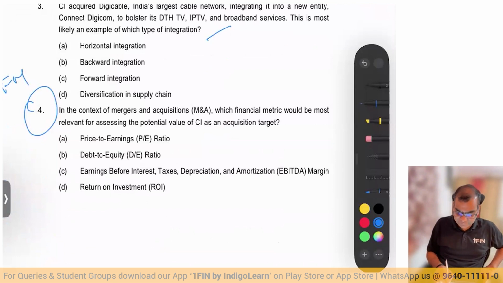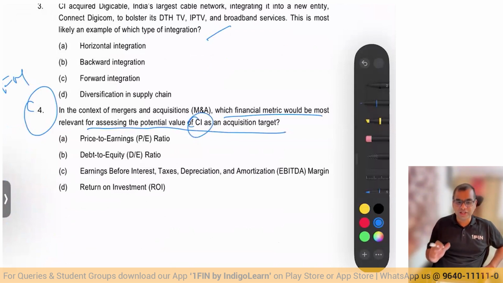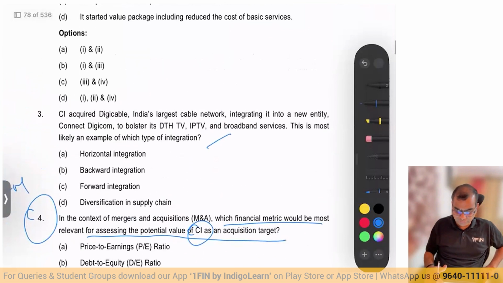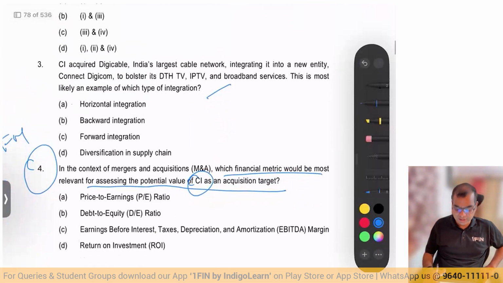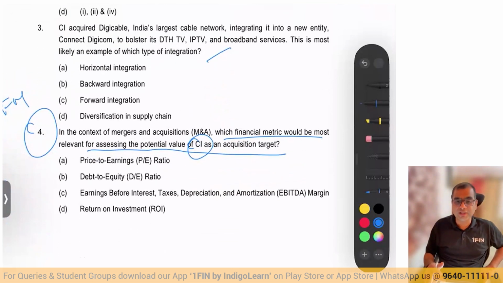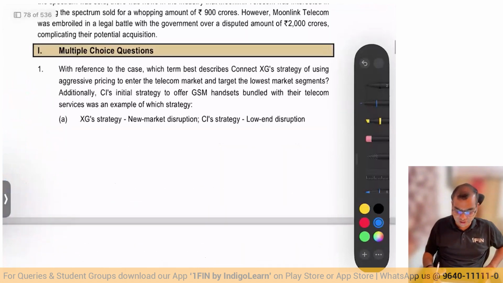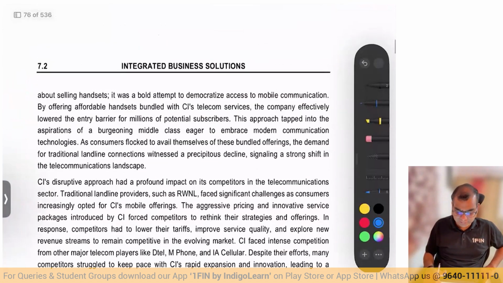In context of M&A, which financial metric would be most relevant for assessing the potential value of CI as an acquisition target? So CI is a company in this particular case study, and what kind of method should we use for valuing this particular kind of company as an acquisition target? So now let us go back and have a look at the important text.